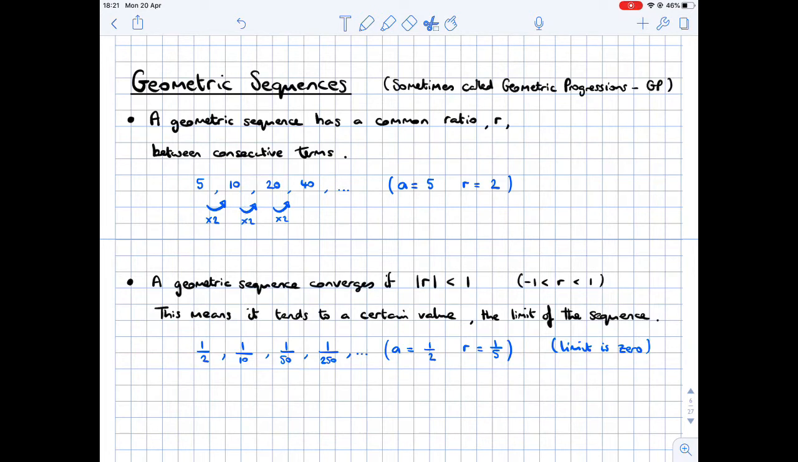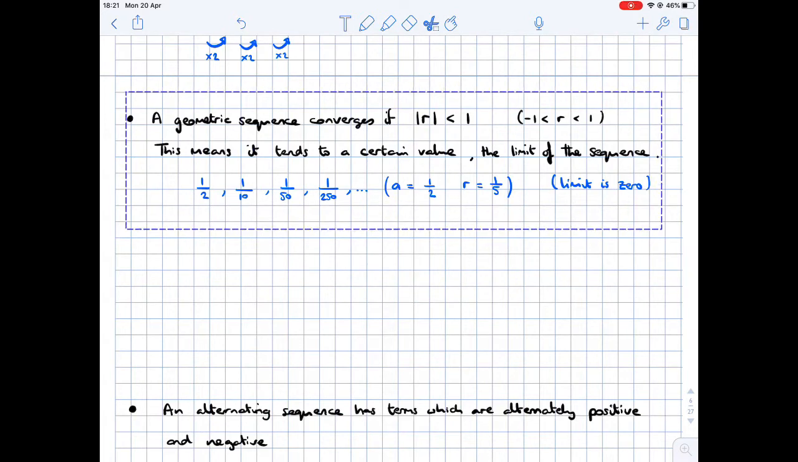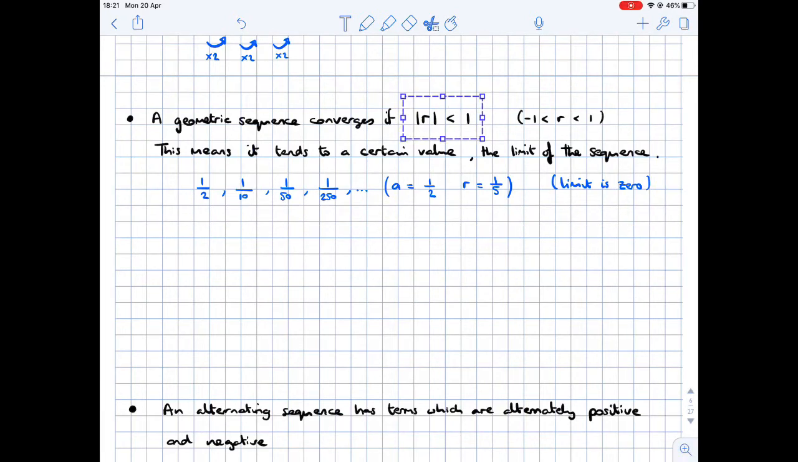The common ratio R can be negative, and could also be a fraction. Next, a geometric sequence converges if the common ratio is less than 1 but bigger than -1. So we can write that as the modulus of R is less than 1. And that's because if we continuously multiply by a number which lies between -1 and 1, the value will get smaller and smaller, tending towards 0.